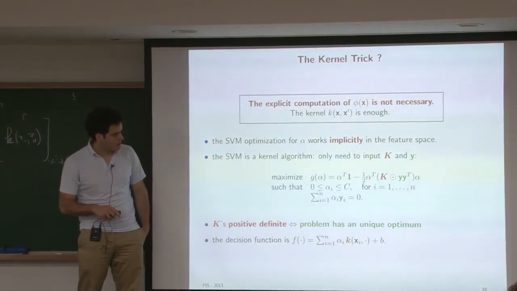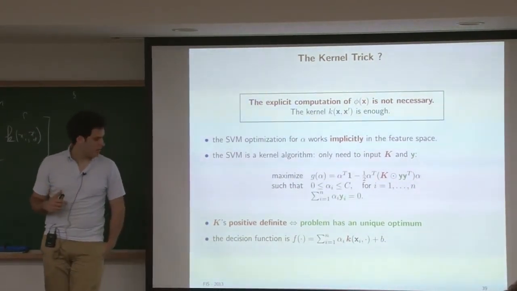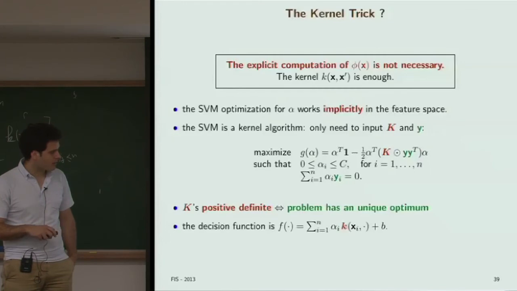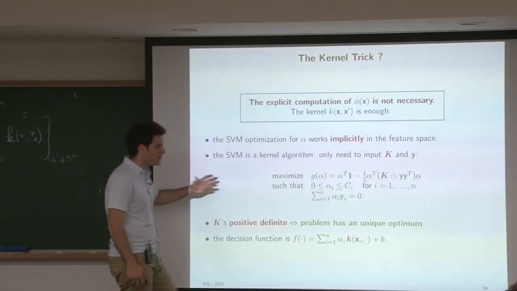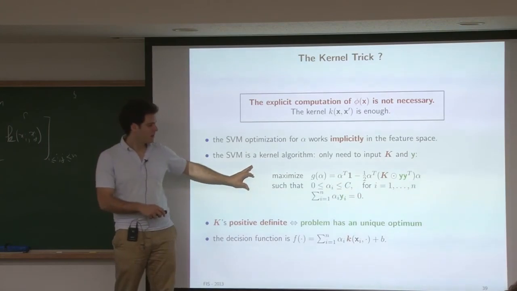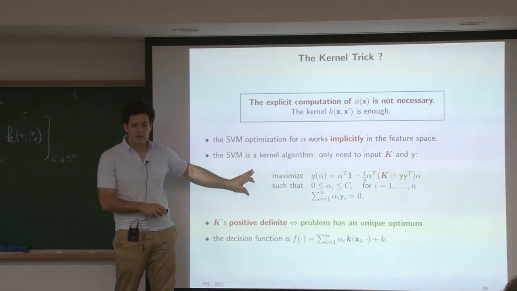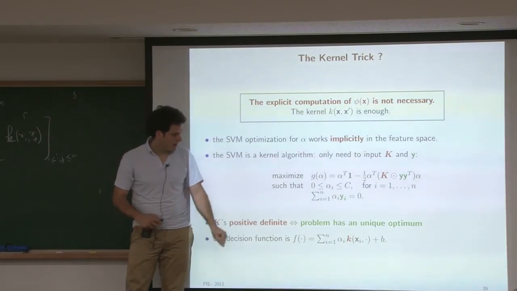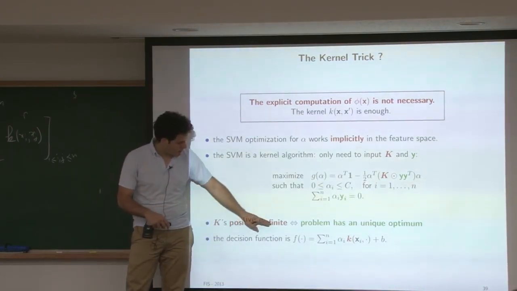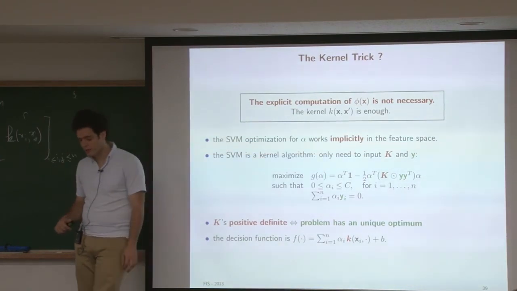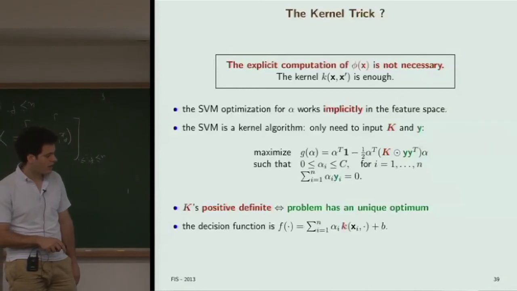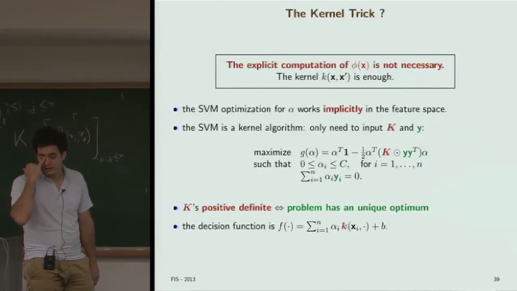So this is Schur's or Hadamard's product. It's just the element-wise product of two matrices. And so my dual becomes this problem here. If you look again at the dual, it only depends on two things: the matrix of dot products and the labels. And once I have found alpha star, I can compute the solution, which is the sum of alpha i, yi, k of xi times the new point that you see.